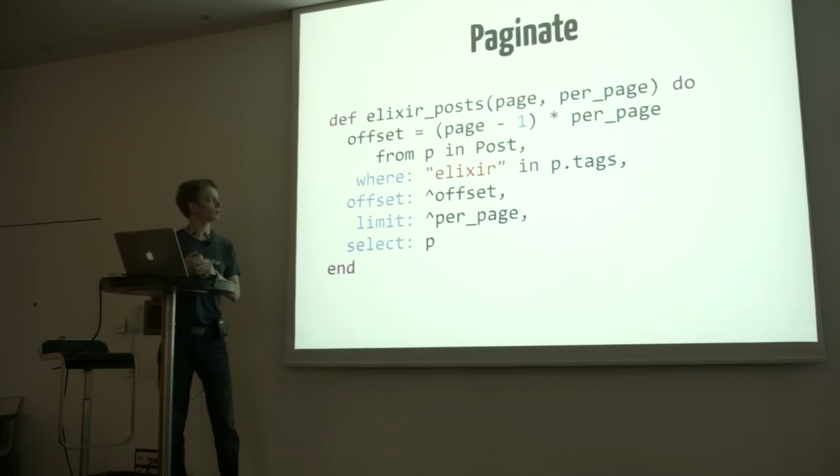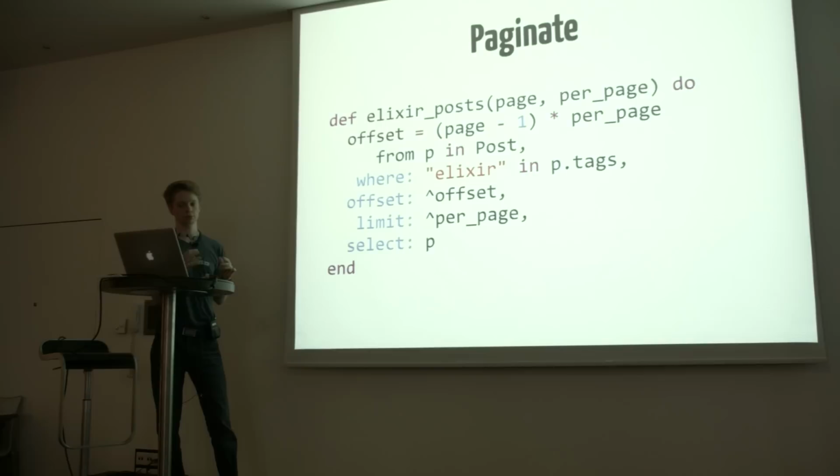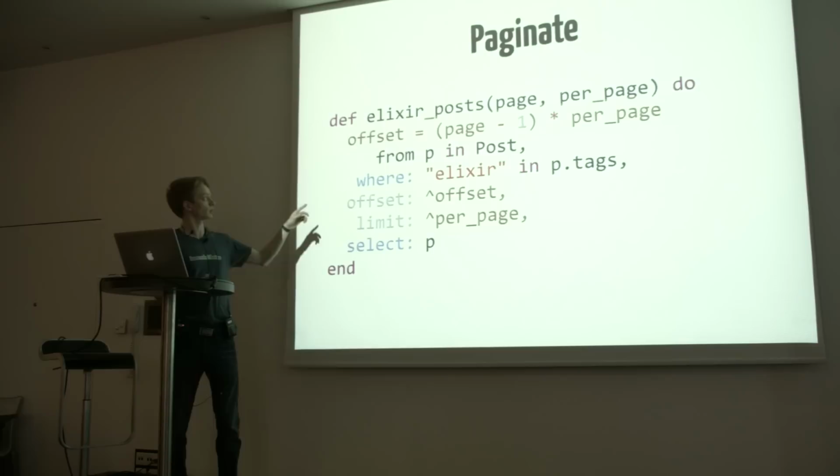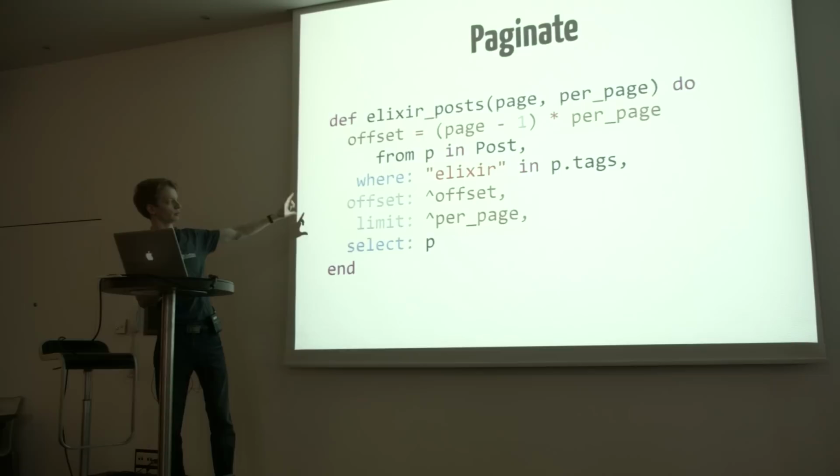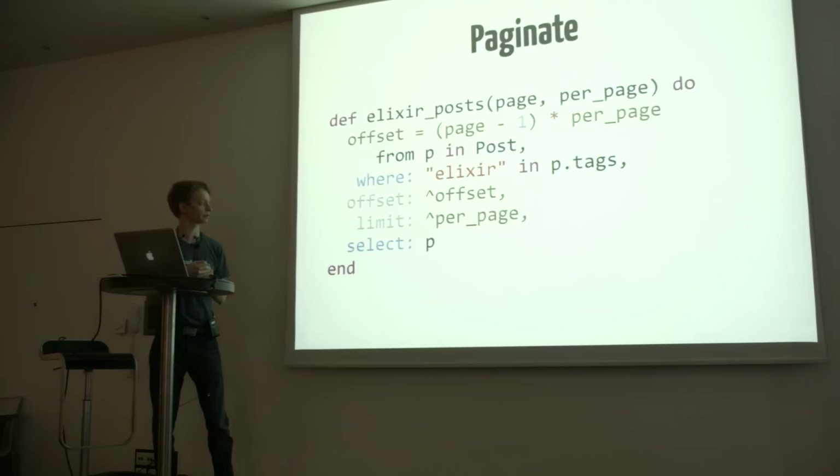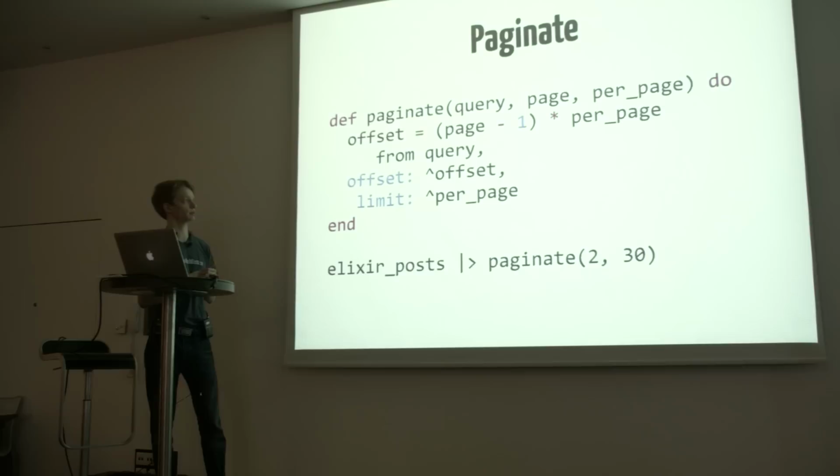But we're kind of mixing two things here. So we both have the fetching post part and we have the paginate part. So if we can split those things, that would be very good. So I'm not sure if you can see what I marked here, but the marked things here are only related to paginating. And paginating is kind of the same for all result sets. So we can extract that into a separate function.